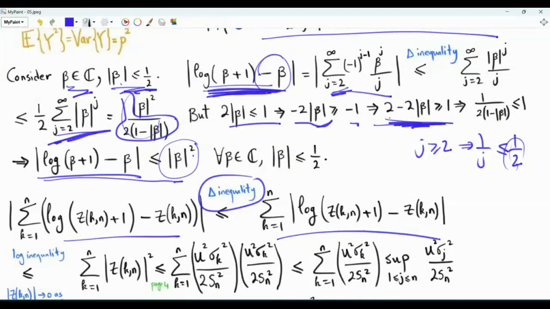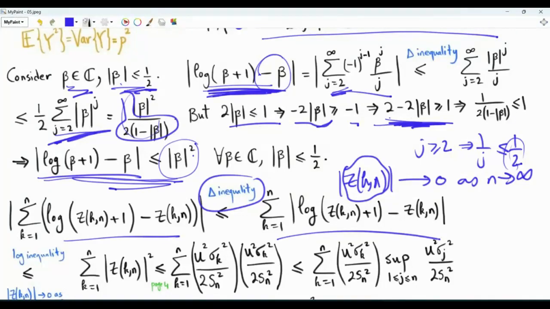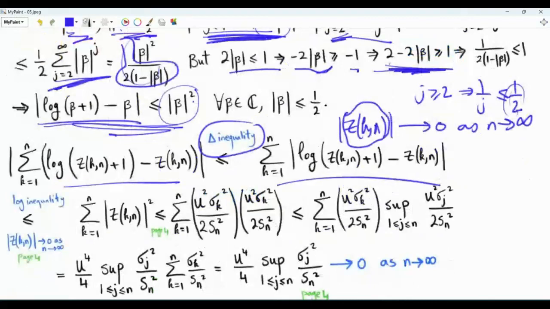And the answer is yes. Because on the previous page, we have seen that the magnitude of z of k comma n converges to 0 as n tends to infinity. This means that this quantity in magnitude tends to 0 as n tends to infinity. It becomes arbitrarily small. So for n that is large enough, the magnitude here will indeed be less than 1/2. So this inequality is applicable to our case, and we can now replace this magnitude by the magnitude of z of k comma n squared.